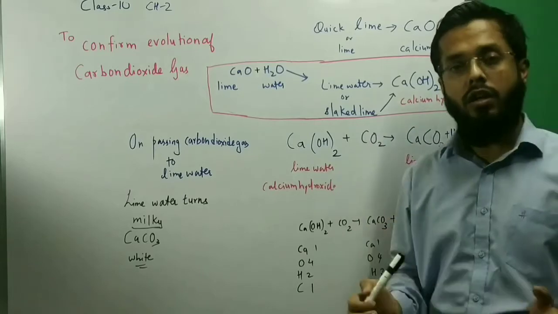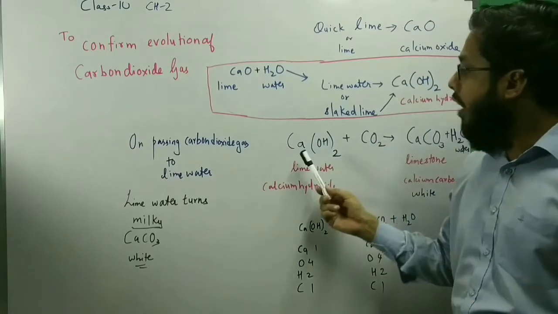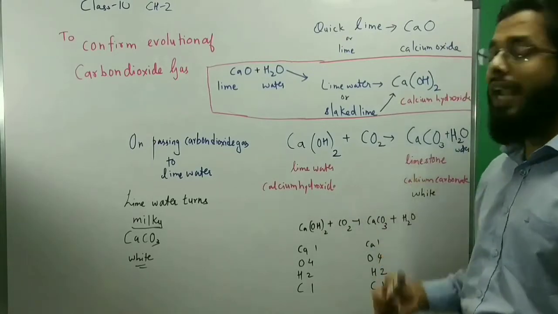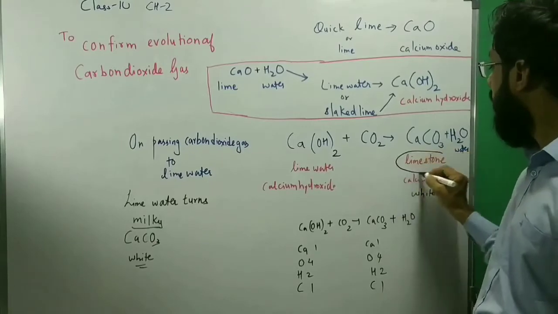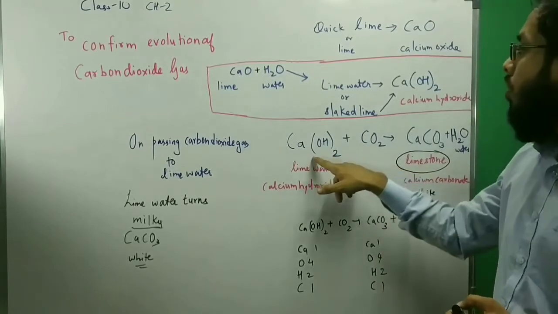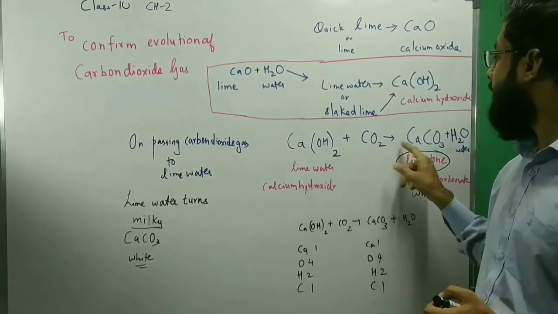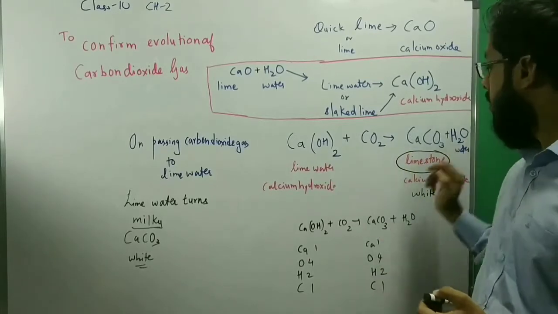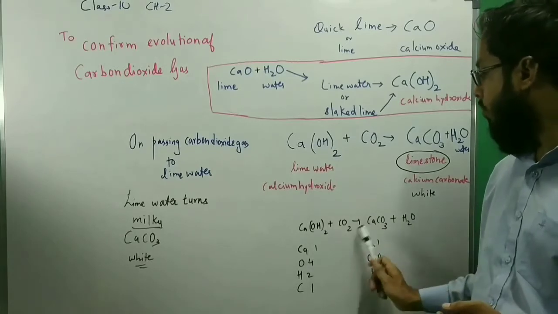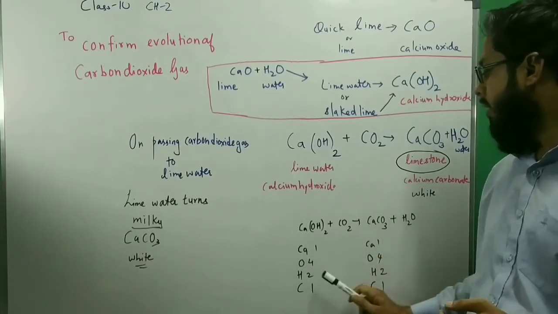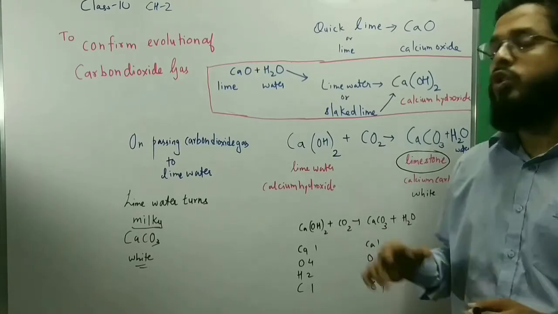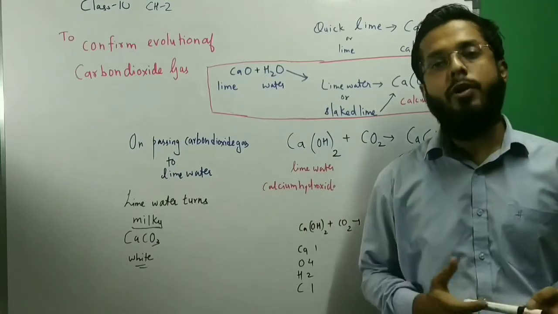Now this is not white in color, but if you pass carbon dioxide gas in this lime water, it turns to limestone. What is limestone? CaCO3, that is white in color. So calcium hydroxide with carbon dioxide gas forms calcium carbonate and water. It is already balanced: calcium 1, oxygen 4 on this side and 4 on this side, 2 hydrogen, 1 carbon and 1 carbon. So this is the confirmity test of carbon dioxide gas.